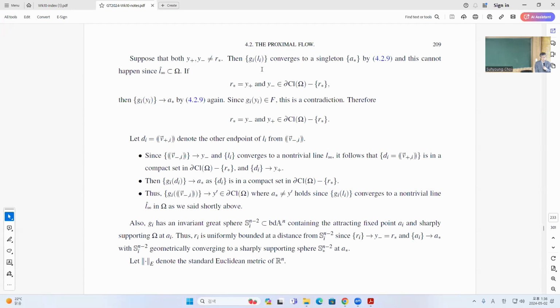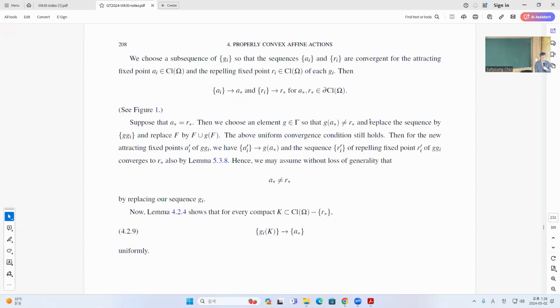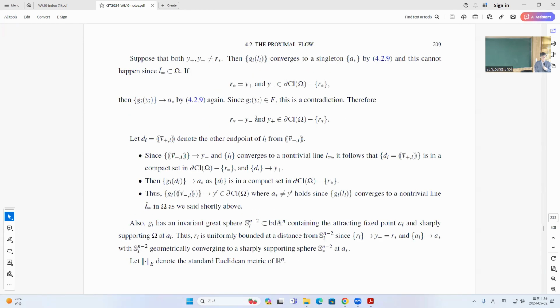And then g_i R_i will converge to... so if this is different, then you can always show that this segment just converges to a star by what I showed. So that's not true. So what happens is that this is the only case. g_i R star is the y minus and y plus is this. So this case is also absurd. You can also show that. So then we can show basically that these all converge, and T_i, the other endpoint, also converges and lies in here, and so on. And then g_i also has an invariant gray sphere containing the attracting fixed point A_i, and then we can show that R is uniformly bounded distance here.